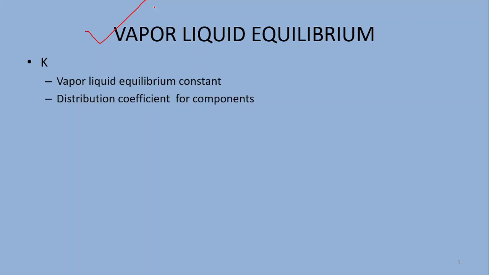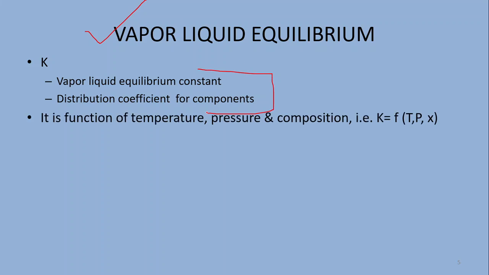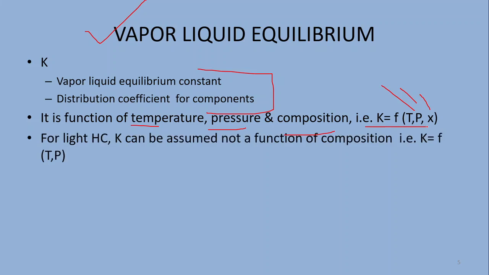Normally K is a function of temperature, pressure, and composition. So it means that if you change the temperature, the pressure, or the composition, the K value will be different. But normally we can assume, especially for the lighter hydrocarbons, that it is not a function of composition. So it is only a function of pressure and temperature.